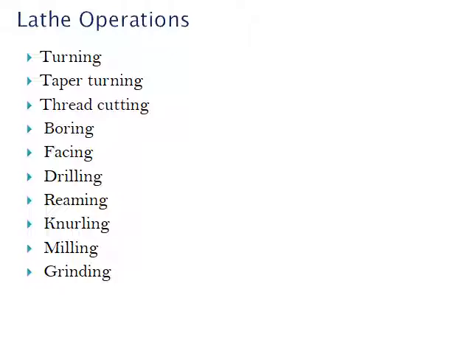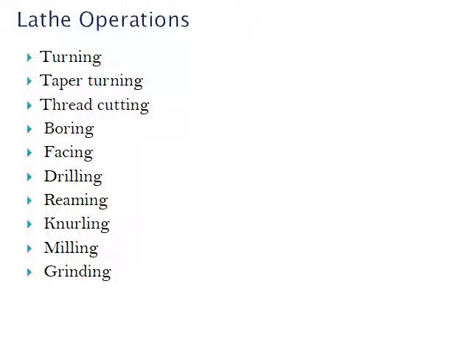So the first one is the turning operation. What is the turning operation? That's the question. Turning is a machining process used for the generation of external cylindrical and conical surfaces on a rotating workpiece by means of a single point traversing cutting tool. This process is usually performed on a lathe, wherein a single point cutting tool is fed against the rotating workpiece. Okay, so that is the simple definition.